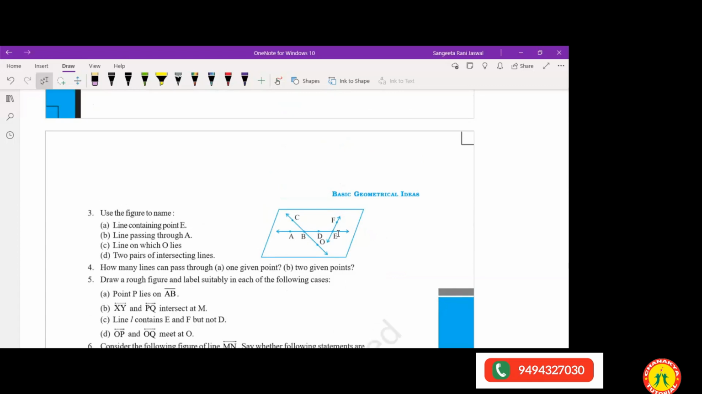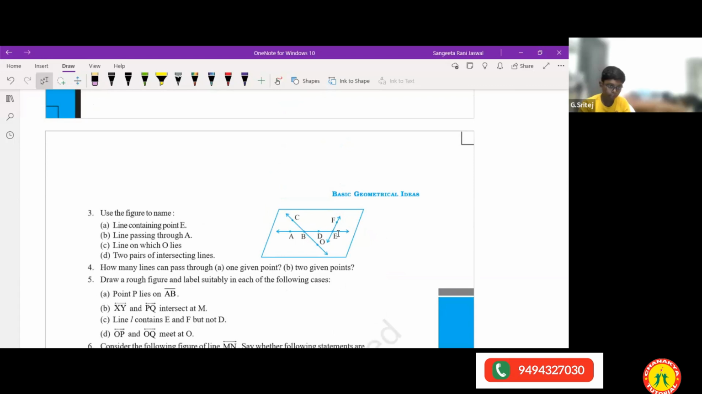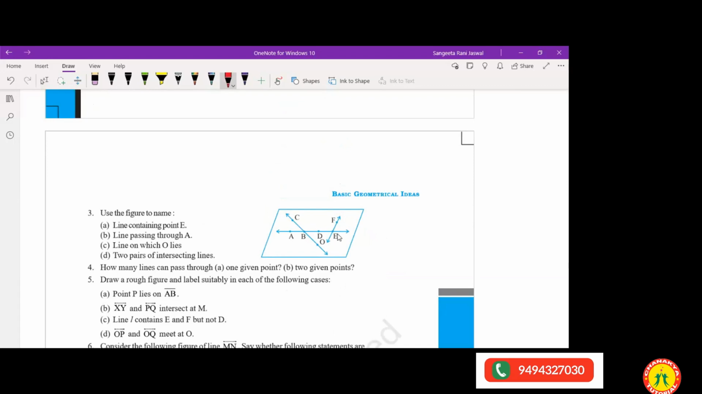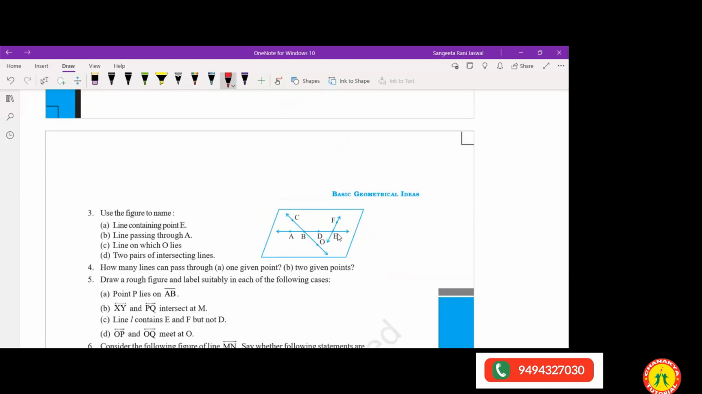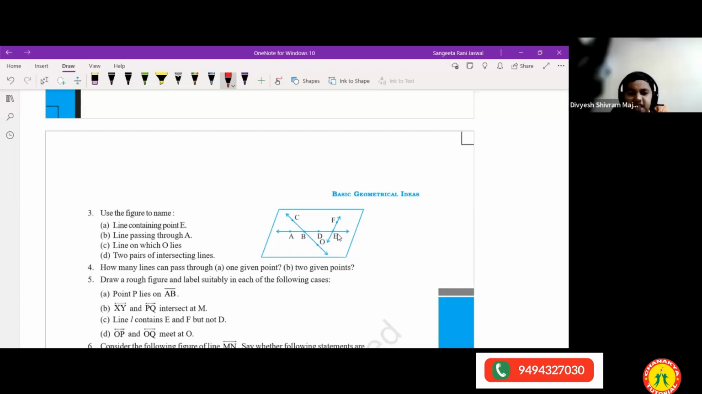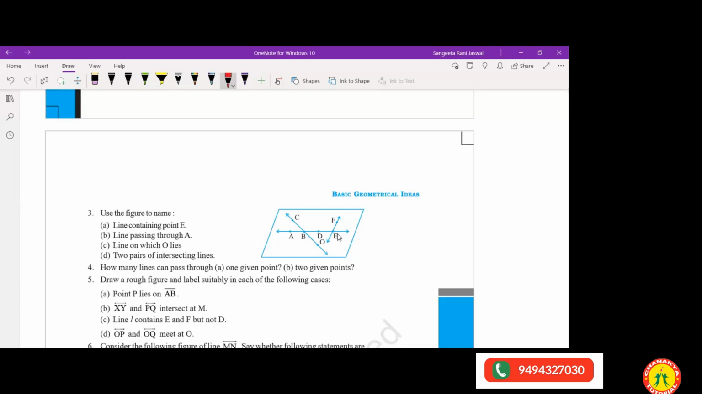Third one. Use the figure to name: A, line containing point E; B, line passing through A; C, line on which O lies. Just one part first. We will solve the first part, line containing point E. So which is a line which is containing point E? Ma'am, line FE.